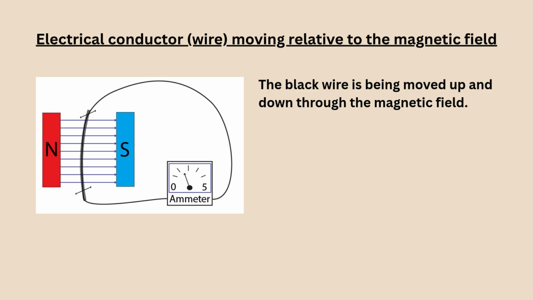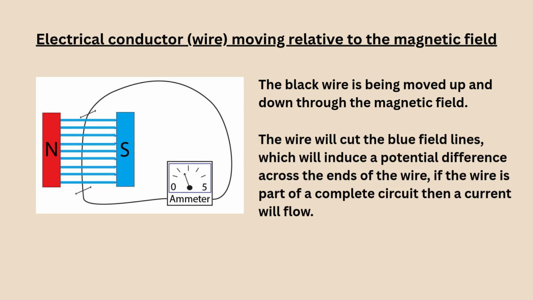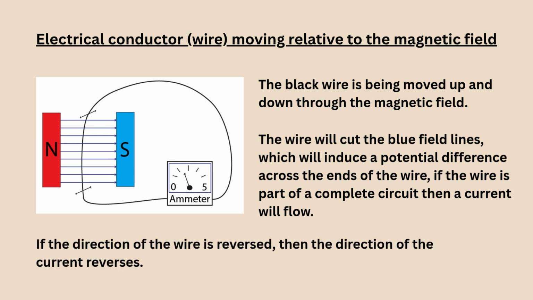So in this case, the black wire is being moved up and down through the magnetic field, and the wire will cut these blue magnetic field lines, which will induce a potential difference across the ends of the wire. If the wire is part of a complete circuit, which it is here, then a current will flow, and if the direction of the wire is reversed, then the direction of the current reverses.